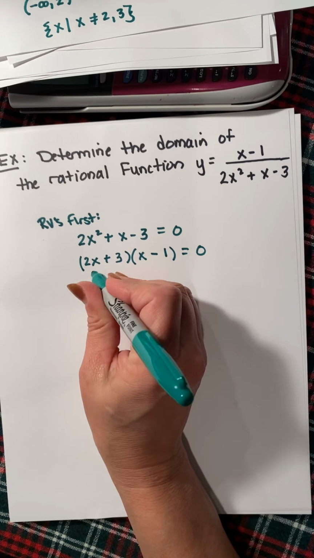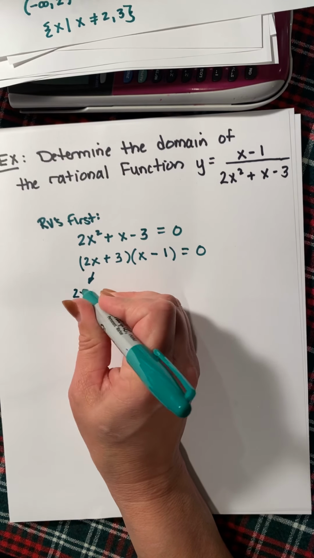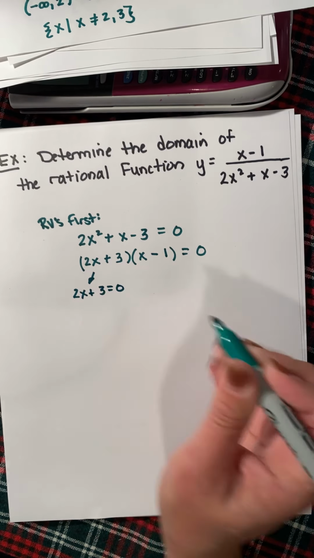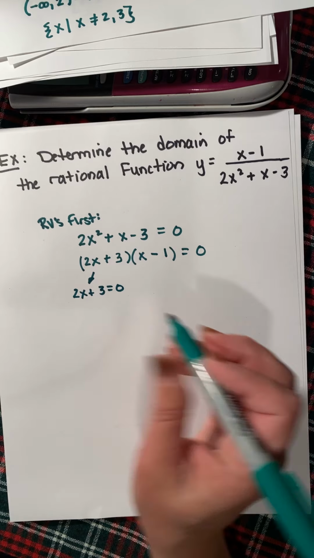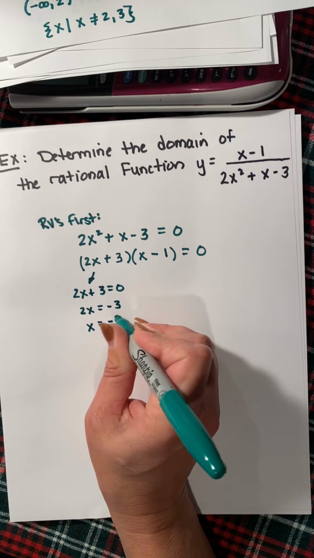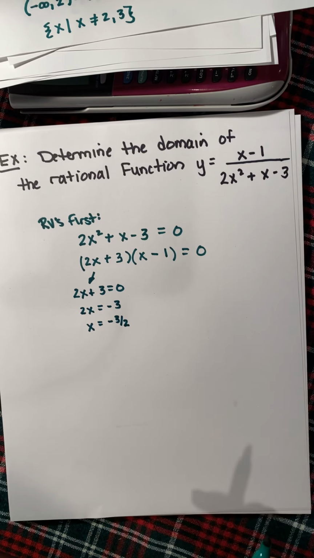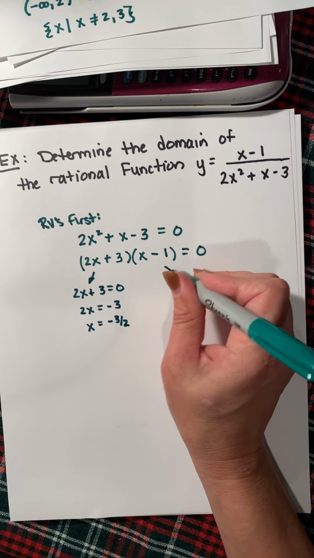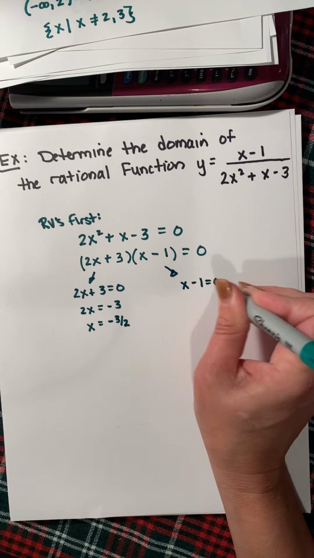Woohoo! So now my first factor, this one's not as obvious. I need to know what would make this little factor 0. In other words, 2x plus 3 is 0. So 2x equals negative 3. X equals negative 3 halves. Restricted values do not have to be whole numbers. What makes x minus 1 0?